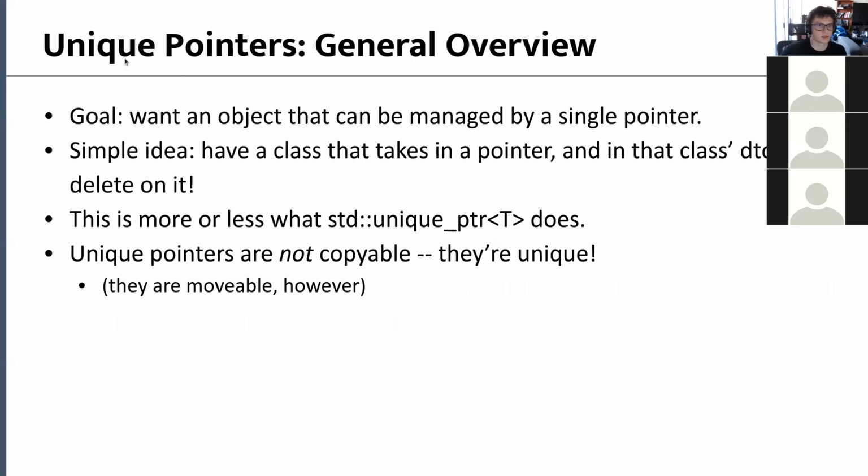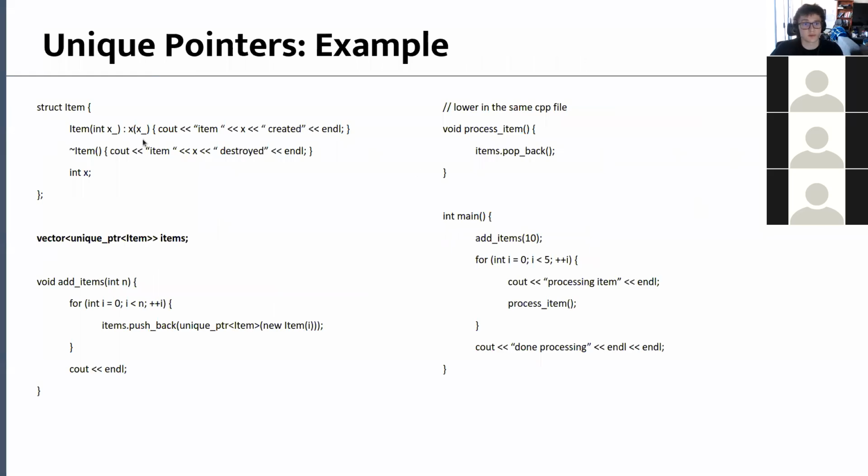So the first class that we're going to look at is called std::unique_ptr. The goal is we want an object to be managed by a single pointer. If we have a class that takes in a pointer and in that class's destructor, we call delete on it, then we kind of get that functionality. So let's just move ahead to an example. I think that'll be the best way to go about this.